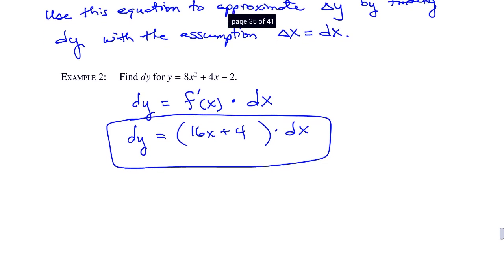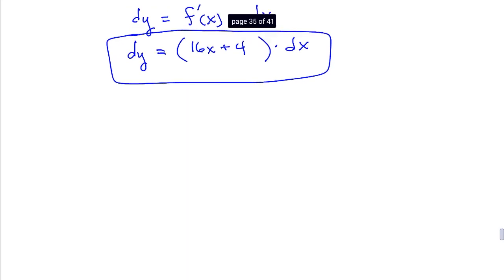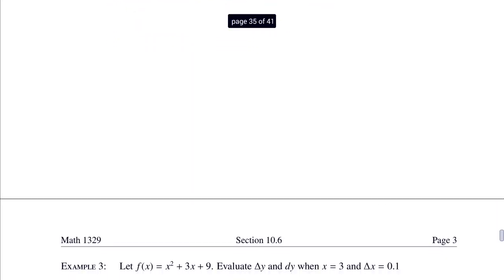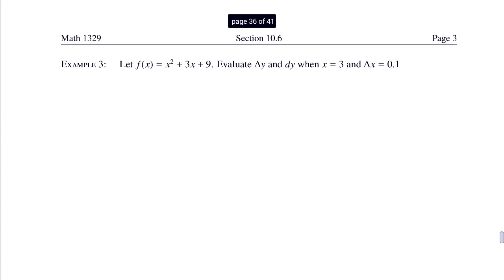Okay. Let me show you how good of an approximation this stuff actually is. Let's look at example 3. Suppose you have this function, f of x is equal to x squared plus 3x plus 9, and you want to evaluate delta y and dy given the base number of x equals 3 with delta x equal to 0.1. So again, the delta x has to be small for this stuff to make any sense.